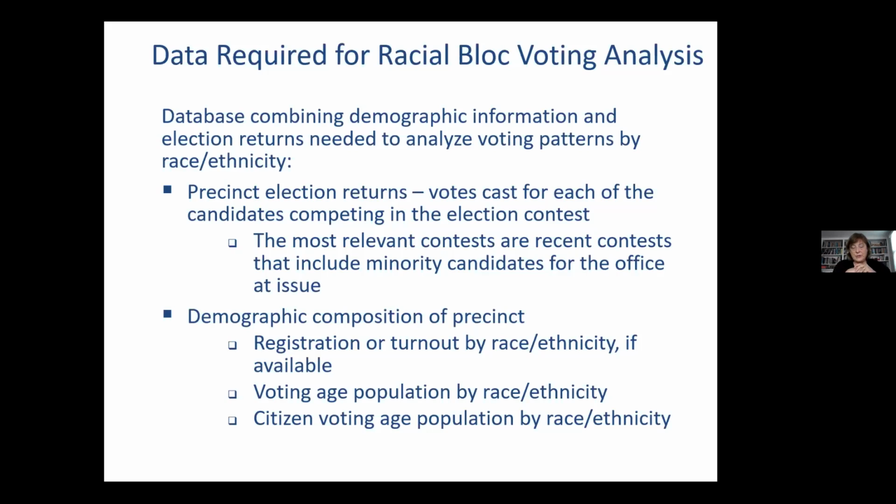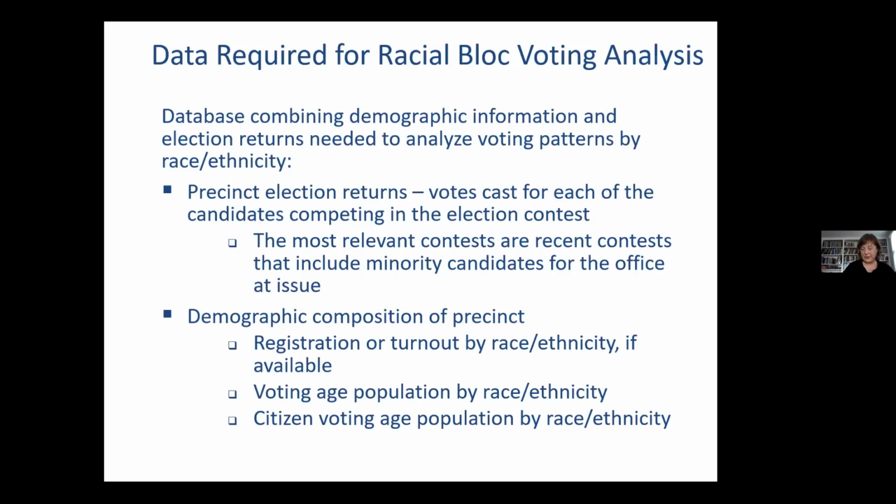If you are in a jurisdiction with a high non-citizen voting age population, you might want to look at citizen voting age population by race, since non-citizens can't vote, and you would be closer to the electorate. But of course, we won't know in the PL data citizen voting age population. So we're going to use an algorithm from the most recent ACS, American Community Survey data, to produce citizen voting age population data by race for our precincts.